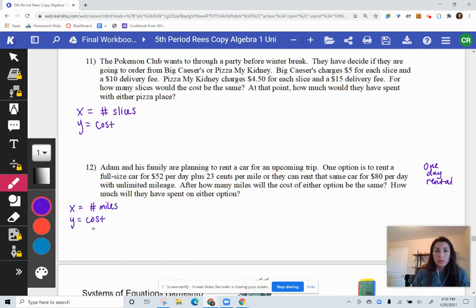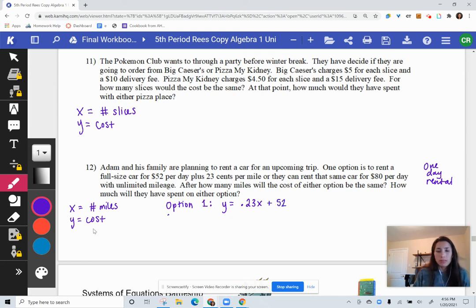So we want to create an equation for each option, and I am going to help you with at least setting up these equations. So option one is going to be y equals, and you will have to write this as 0.23. So you're going to need to get a calculator out. 0.23x plus $52.